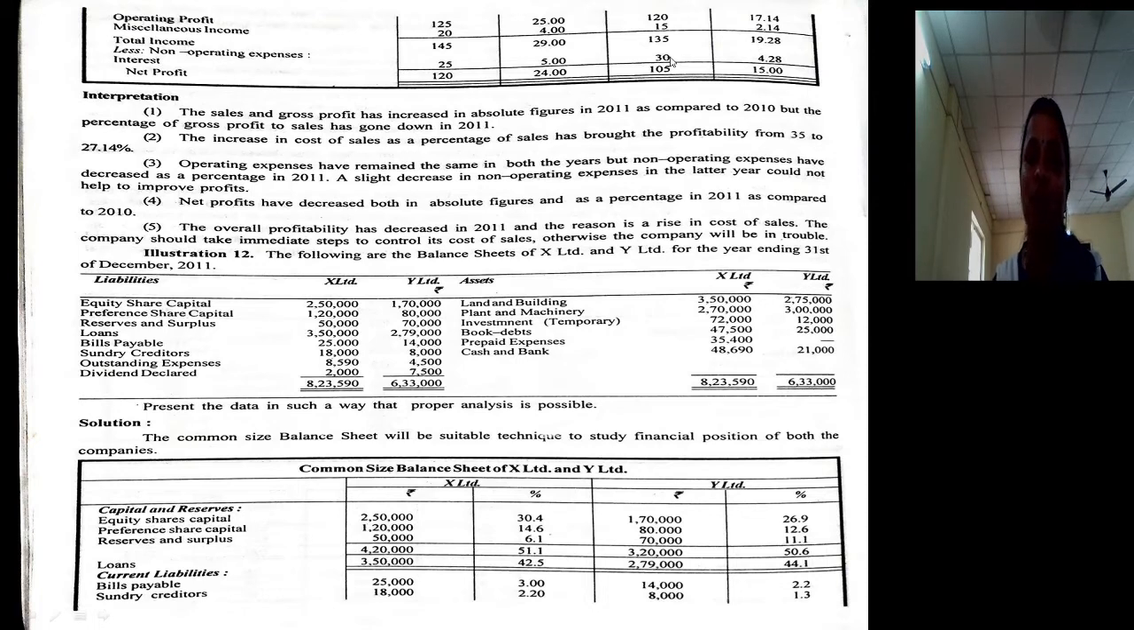If 700 is 100, what is 30? It is 4.28. If 700 is 100, what is 105? It is 15%. So, over a period of 2 years, net profit in relation to sales got reduced even though sales increased.